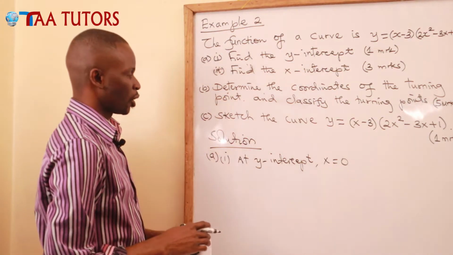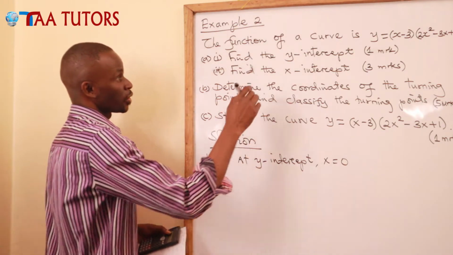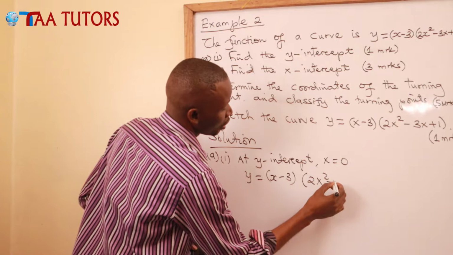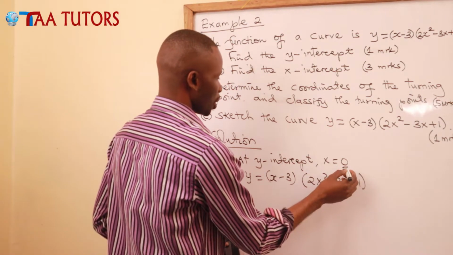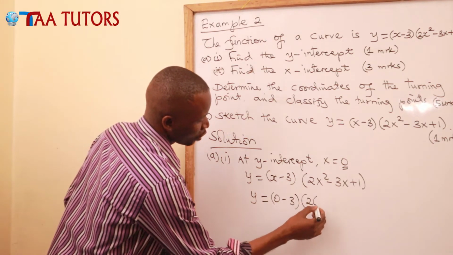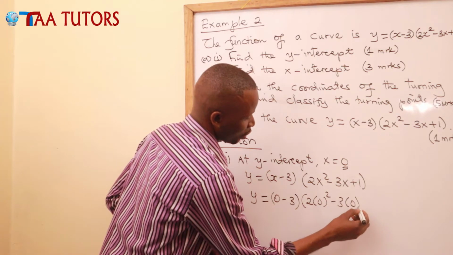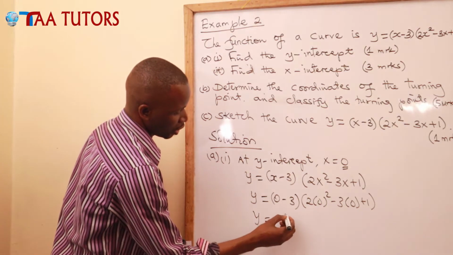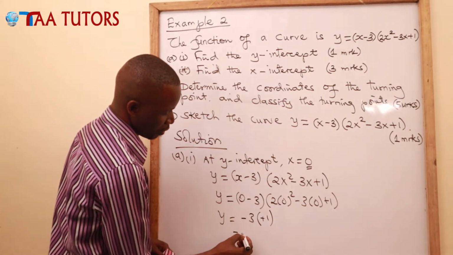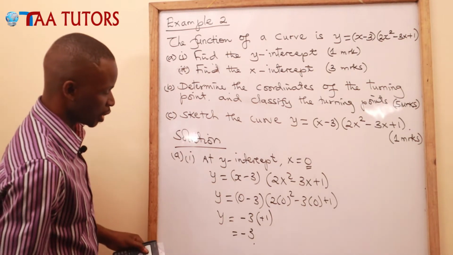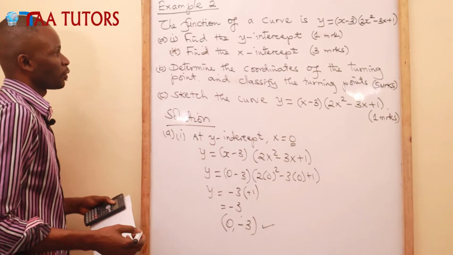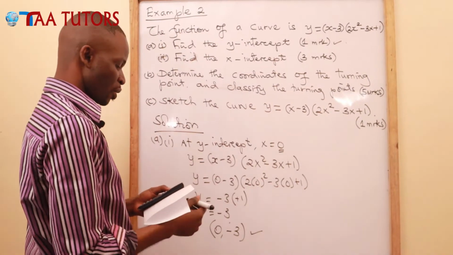x equals 0. Now if x equals 0 at the y-intercept, what do we then find? So we take this equation, which is y equals x minus 3 into 2x squared minus 3x plus 1. We substitute x with 0. That will be y equals 0 minus 3 into 2 times 0 squared minus 3 times 0 plus 1. So this will be negative 3 times, everything here is 0, 0 plus 1. So this will be minus 3. Minus 3 is the y coordinate of the intercept there. So what do we do here? We say the coordinate will be 0, negative 3. So our step 1 is done. The first question, which is 1 mark, is done. It is 0, negative 3.